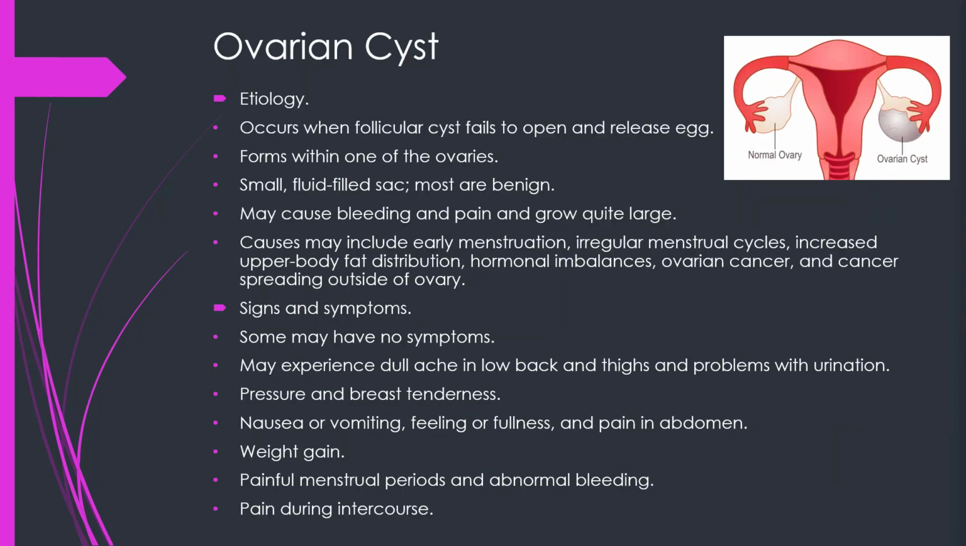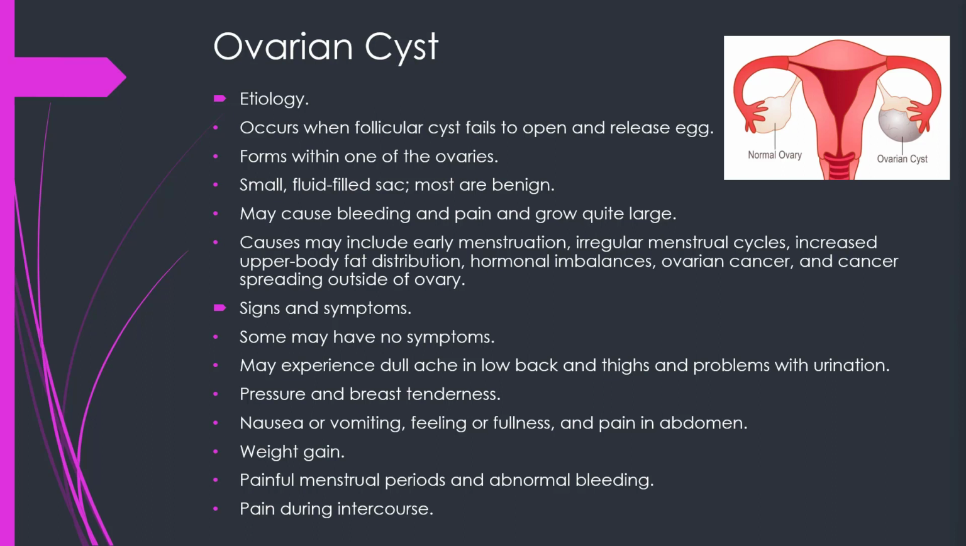Ovarian cysts can occur when a follicular cyst fails to open and release an egg. This can form within one of the ovaries. It typically occurs as a small fluid-filled sac, and most are benign. It may cause bleeding and pain. Unfortunately, these can grow quite large. The causes may include early menstruation, irregular menstrual cycles, increased upper body fat distribution, hormonal imbalances, ovarian cancer, and cancer spreading outside of the ovary.